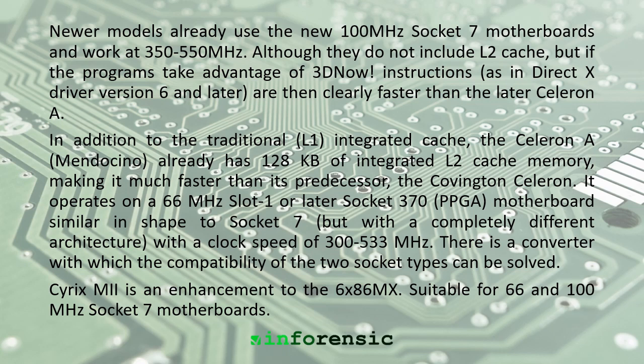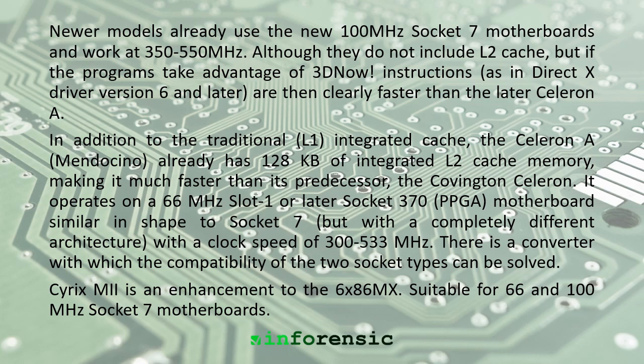Newer models already use the new 100 MHz Socket 7 motherboards and work at 350 to 550 MHz. Although they do not include L2 cache, if the programs take advantage of 3D instructions, as in DirectX driver version 6 and later, they are then clearly faster than the later Celeron A.